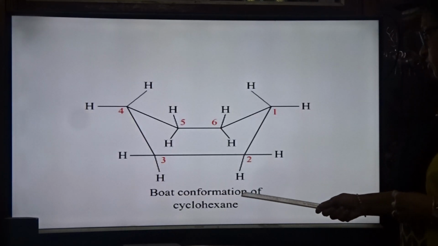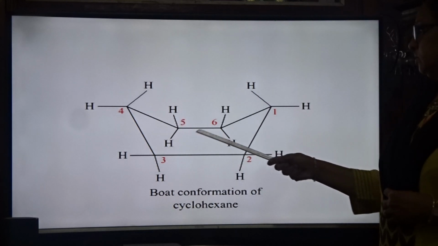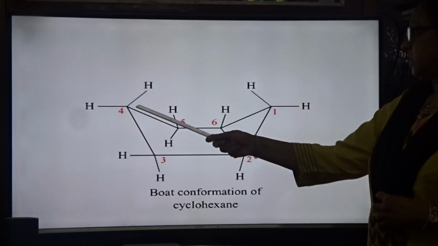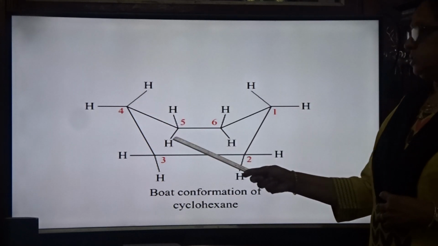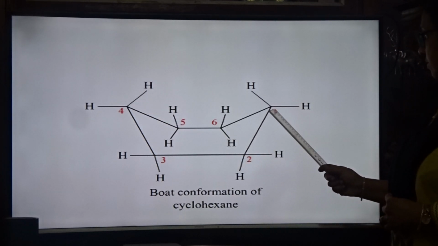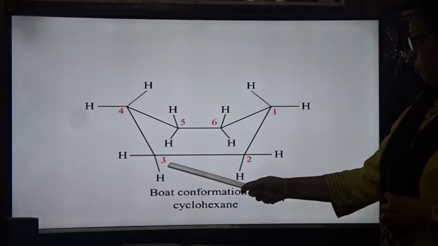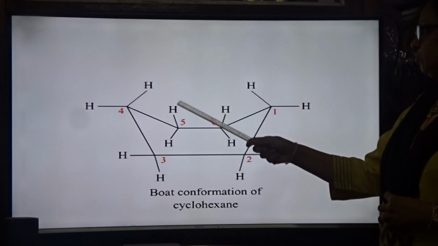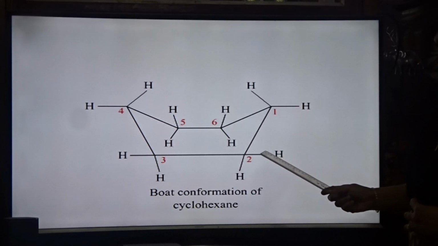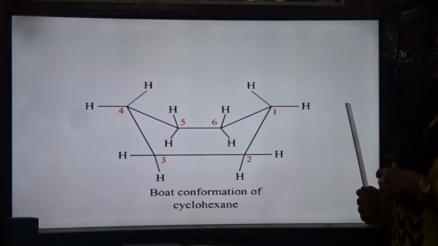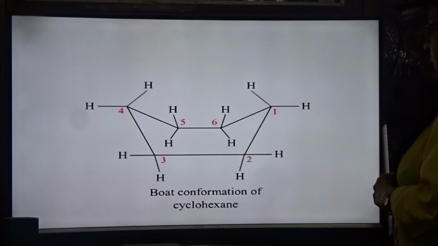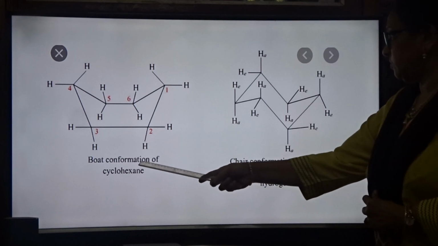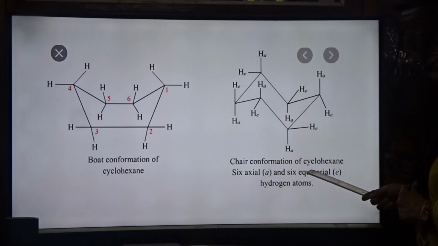Boat conformation of cyclohexane. Here also 6 carbons and 12 hydrogens are there. On each carbon there are 2 hydrogens, and we will number from here 1, 2, and now down 3, 4, 5 and 6. So there are 6 carbons and 12 hydrogens. This is the boat form of cyclohexane, and this is the chair form of cyclohexane.